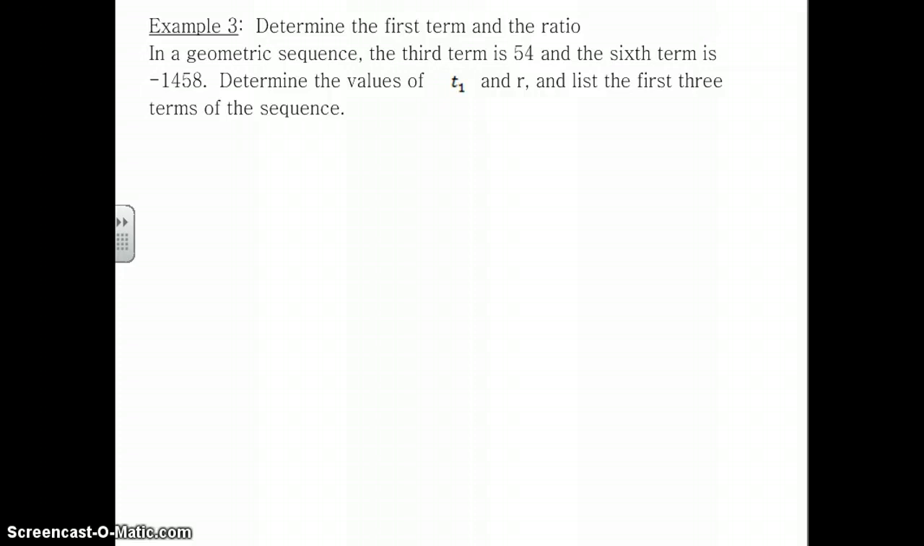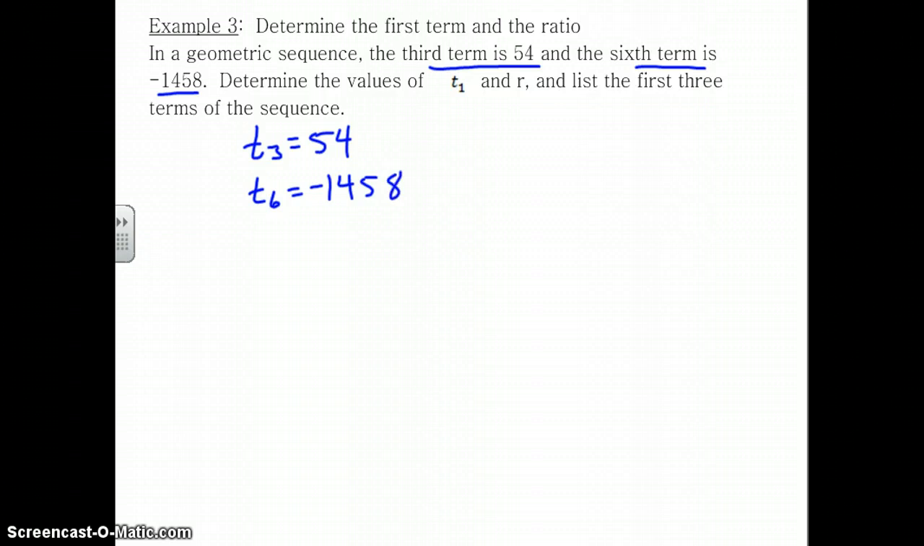Okay, so we've got the third term is 54. So T3 equals 54. We've got the sixth term is negative 1,458. So T6 equals negative 1,458. Okay, that's what we've got. So what can we do here? We want to find T1 and we want to find R.